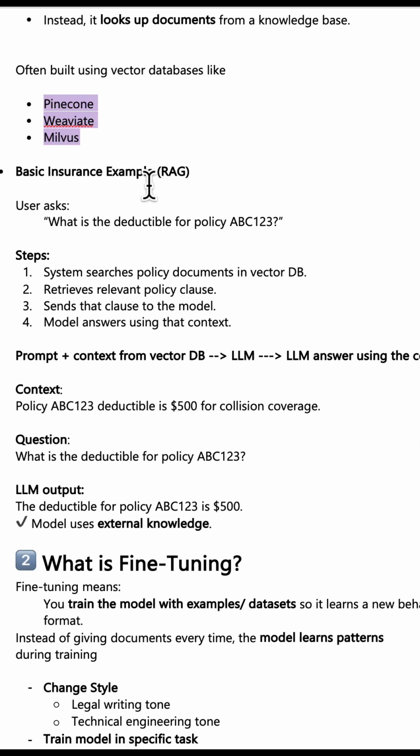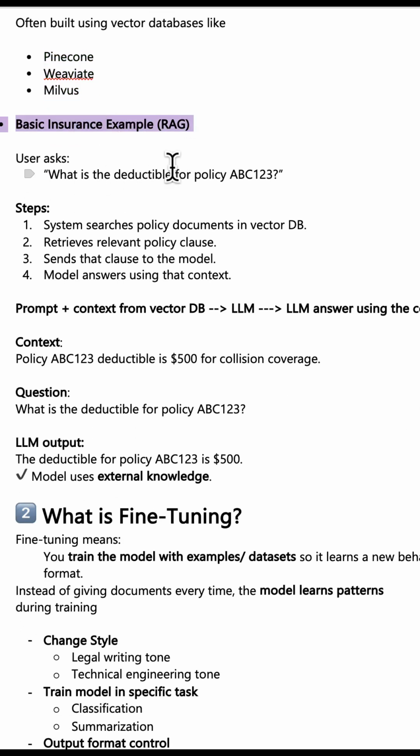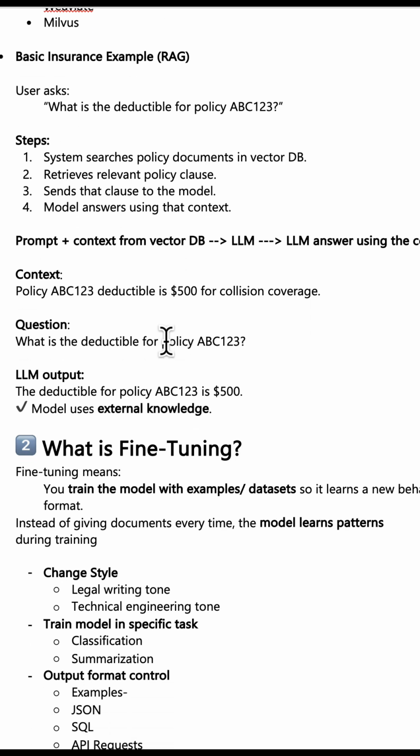One quick example is from insurance. You have a question: what is the deductible for policy ABC123? This policy and its deductible will not be available on the internet. So you provide your company's policy documents, and they are stored in the vector database. You write your prompt, you get the context from the vector database, and the LLM uses that context and gives you the answer. That is RAG.